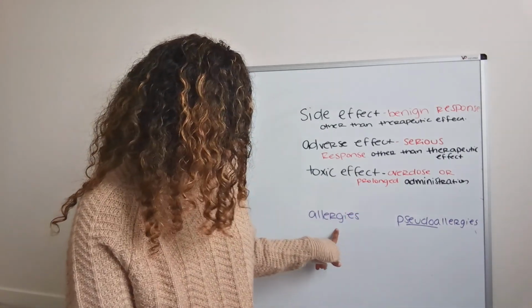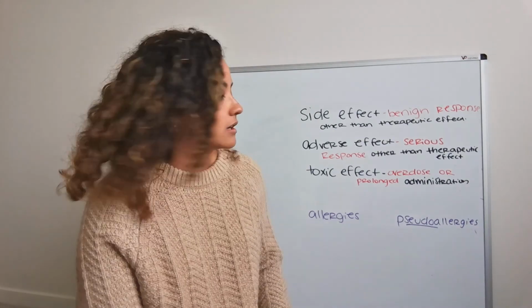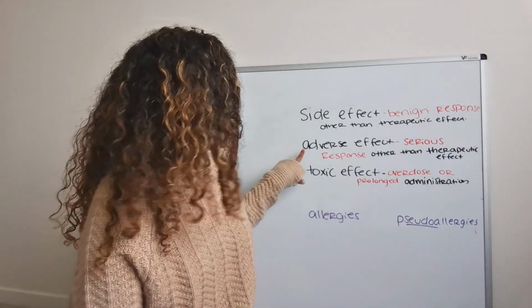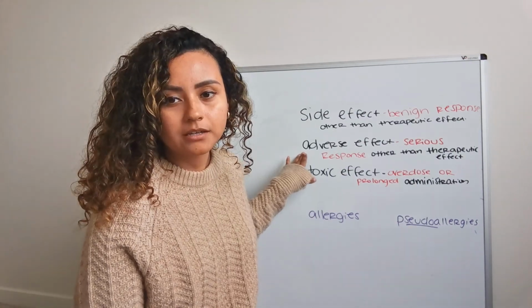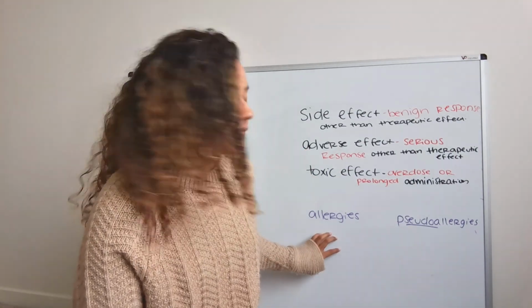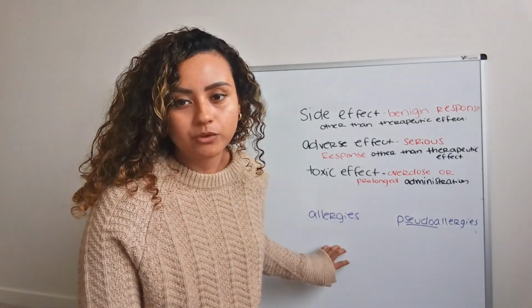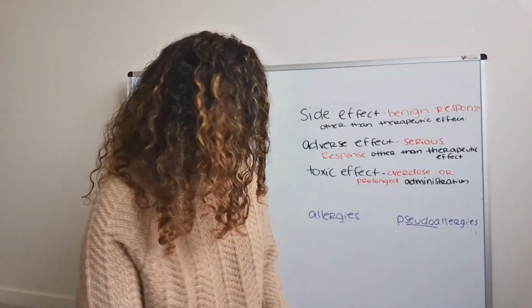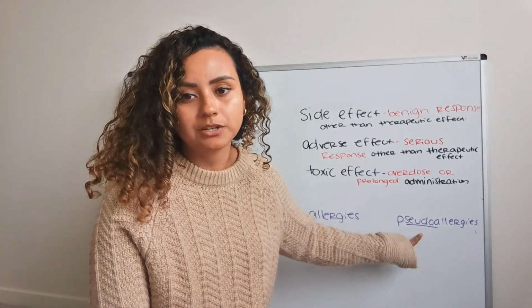And then the difference between allergies and pseudoallergies. For allergies, this is actually a type of adverse effect. It's under the bizarre adverse effects. And if you have a true allergy, this is going to be a severe and life-threatening condition. So you're going to have shortness of breath, wheezing, and it can lead to CV collapse, hypotension, hives. Pseudoallergy: the word pseudo actually means false.